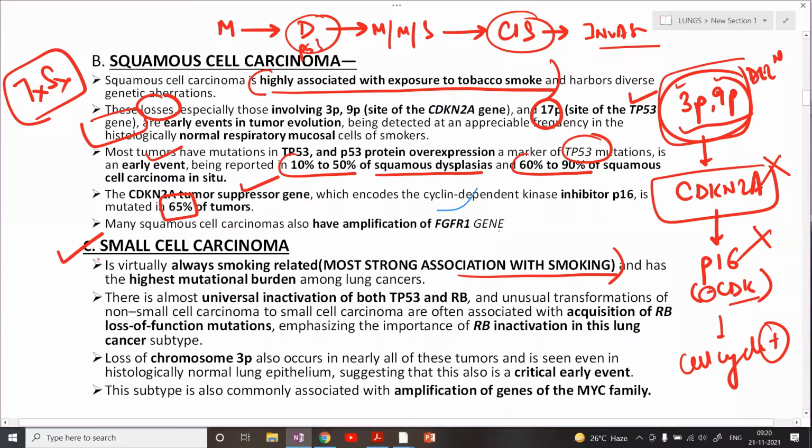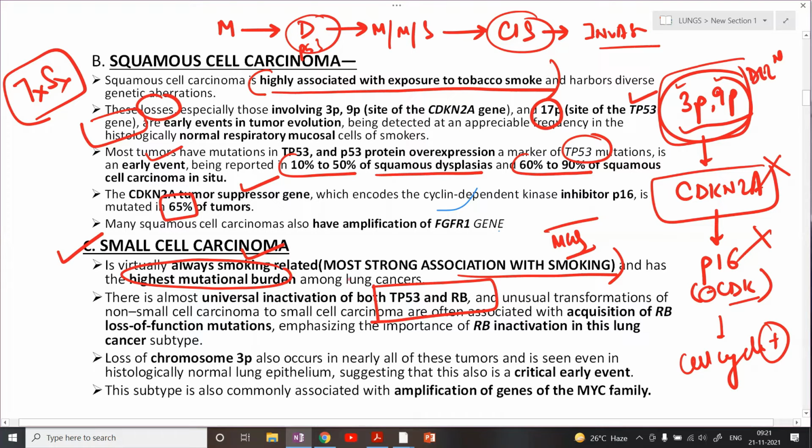Going to small cell carcinoma, the third important variant, it is virtually always related to smoking and has the strongest association with smoking. This MCQ I have already discussed. It has a very high mutational burden, and two important tumor suppressor genes of our body, TP53 and RB, are both inactivated in small cell carcinoma.